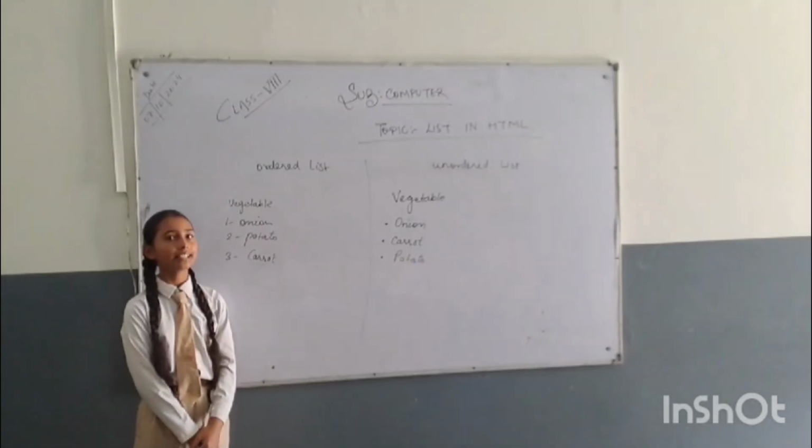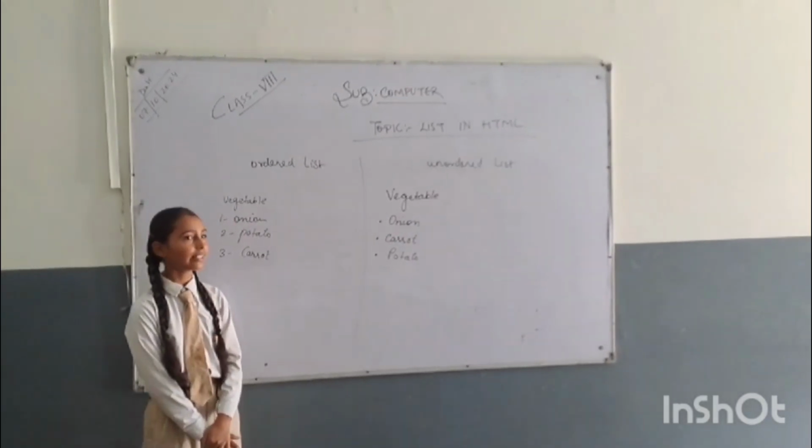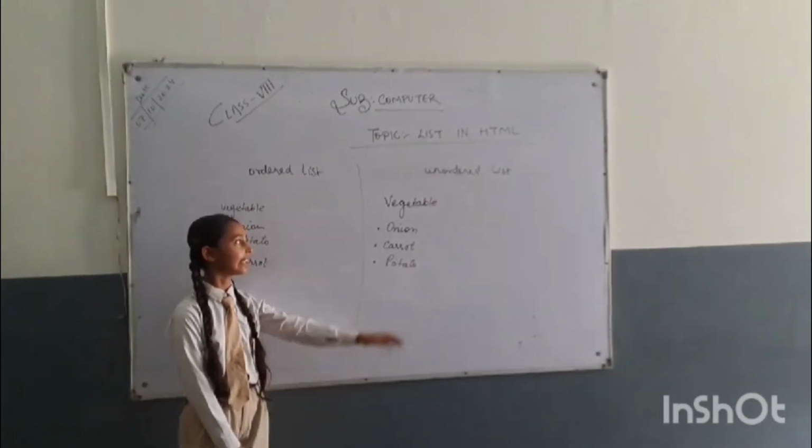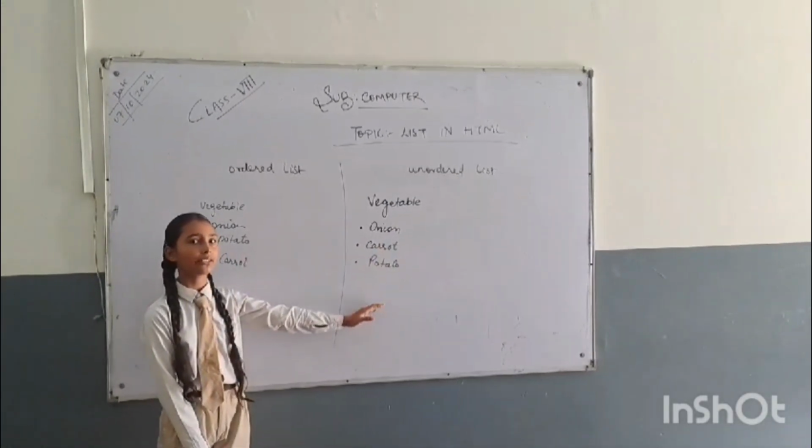Ordered list वो होती है जिन्हें हम एक सीरियल में लिखते हैं like that 1 2 3 and unordered list वो होती है जिन्हें हम कैसे भी लिख सकते हैं. हम इन्हें 1 2 3 की फॉर्म में नहीं लिखते, ऊपर का नीचे और नीचे का ऊपर लिख सकते हैं.